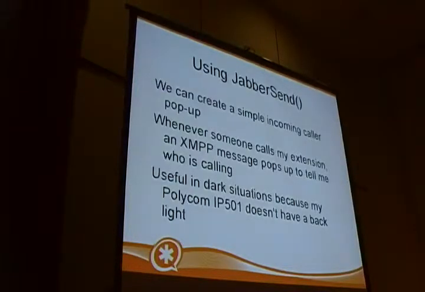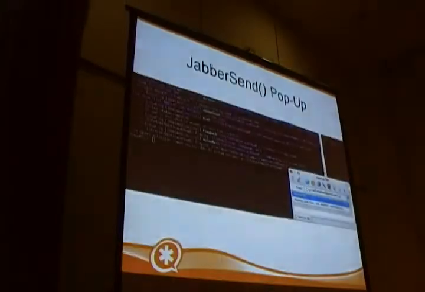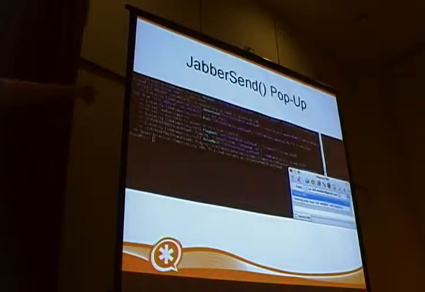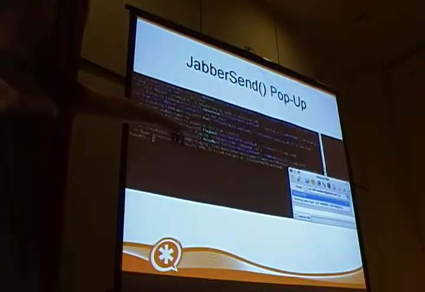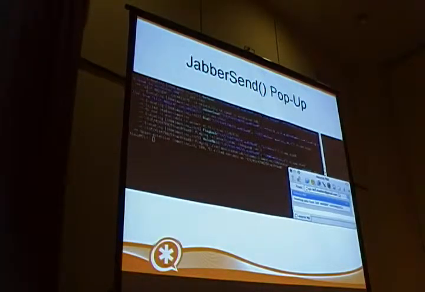So with the Jabber Send application, we can create a simple pop-up for incoming calls. So here, basically when the call came in, it set the caller ID and created a message and sent it to my regular Gmail account. And so when it came in, it just did this Jabber Send before it did the dial. And then as my phone's ringing, I'm getting this message that says incoming call from, well, my cell phone.